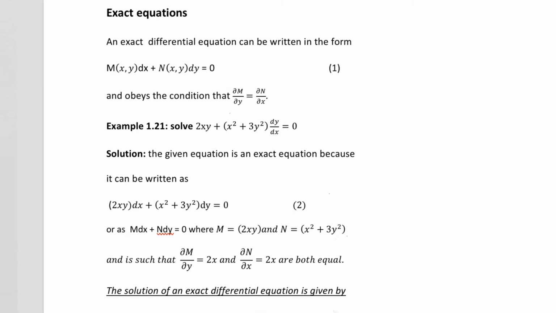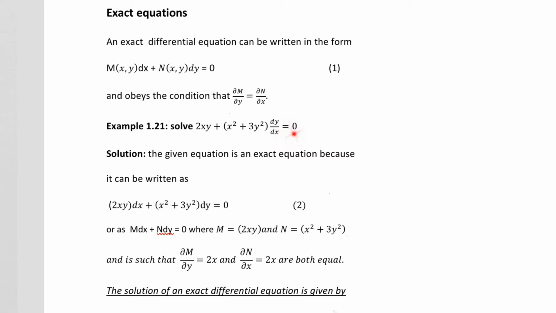There are two conditions. Number one, we should be able to write an equation in this form, and it should obey the condition that partial M by partial y is equal to partial N divided by partial x. We will take an example to illustrate our concept of an exact equation.